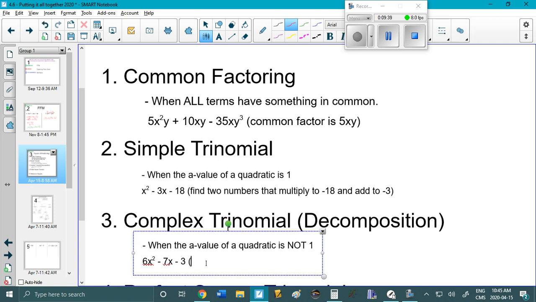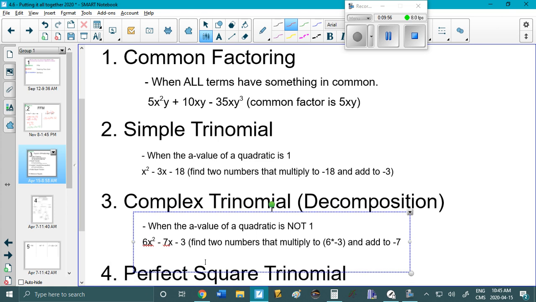So we first need to find two numbers that multiply to 6 times negative 3 and add to negative 7. So that's multiply to negative 18 and add to negative 7. Those numbers are negative 9 and 2.